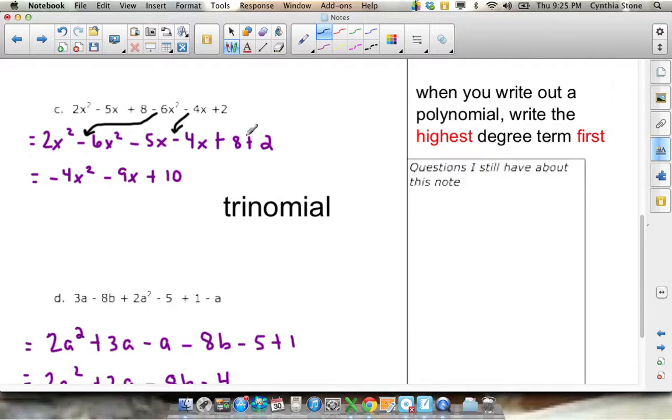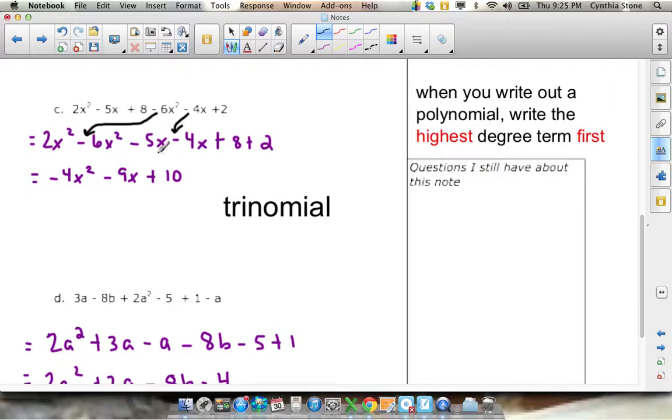So anyways, I grouped, and now 2x squared minus 6x squared is minus 4, so I'm just taking 2 minus 6, which is minus 4. And then you just keep the x squared, right? So you add or subtract the number and just keep the variable as it was. Minus 9x because I have minus 5 minus 4. You take the sign in front of it, minus 5 minus 4 is minus 9.